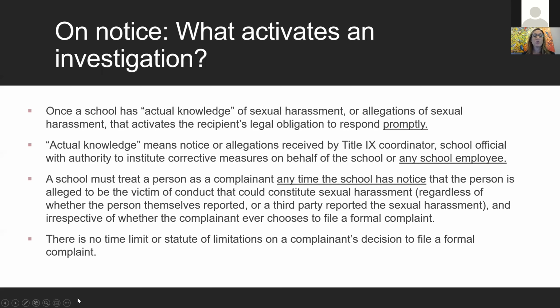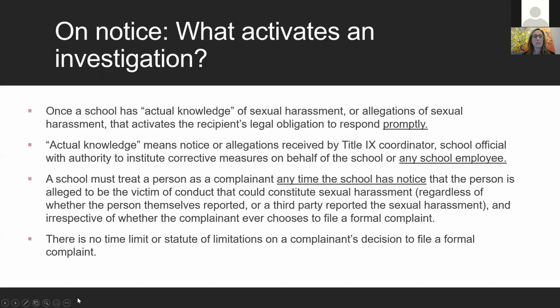So when you do get that actual knowledge and you haven't started an investigation, you immediately need to treat that person as a complainant, so you have notice. So that's where you need to put in your supports. That doesn't matter if they reported it or a third party did, or if they ever file a complaint. So you need to immediately treat them as a complainant.